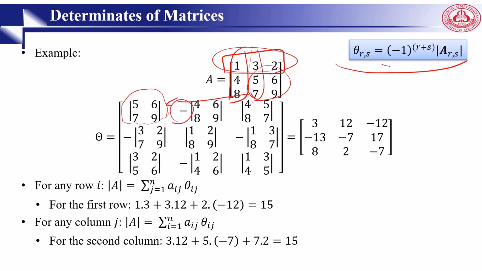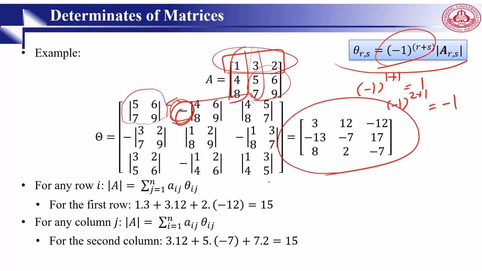Why is there a minus here? Because for the first one, it was minus 1 in power of 1 plus 1, so it was 1. But in here, it is minus 1 in power of 2 plus 1, it is minus 1. That's why this negative is here. We do the same for all the rest, and finally we will come up with this one.